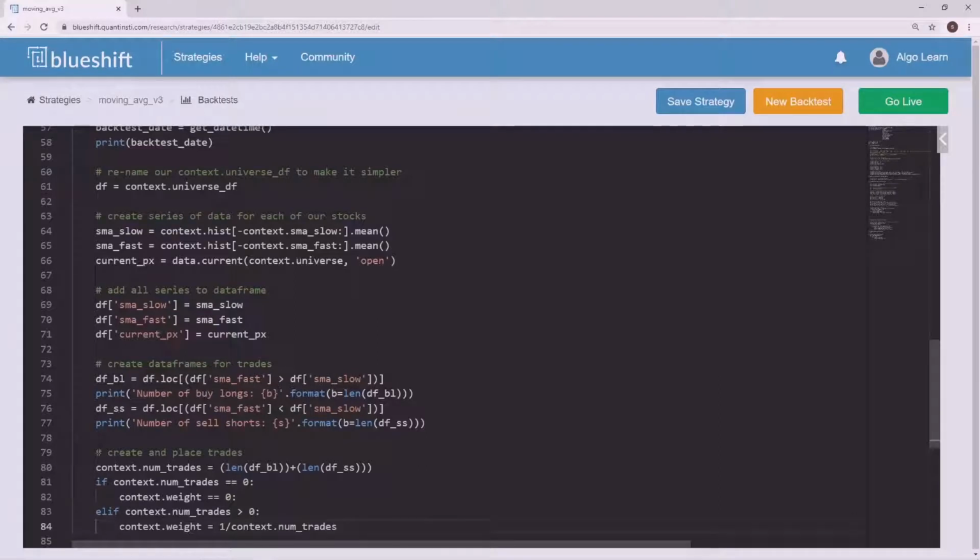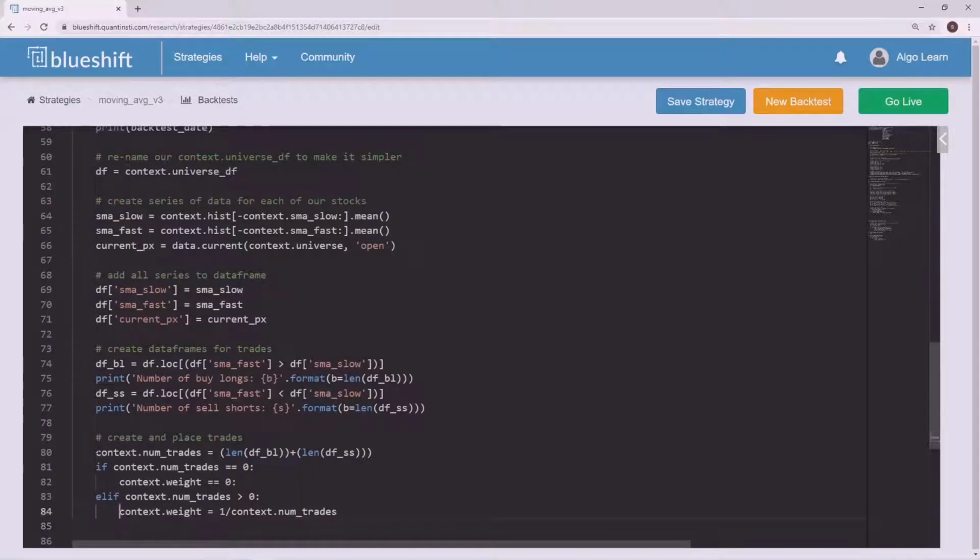Since our context universe is just Apple and Deere, that's 2 positions, so our context dot num_trades is going to be 2. And so 1/2, 0.5, is going to be our context weight. Basically, 50% of our portfolio will be one or the other, Apple or Deere. I do want to go 1.0 here. So that's our LF.